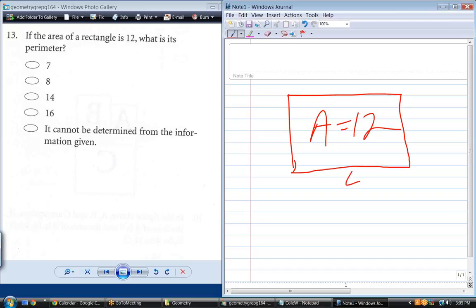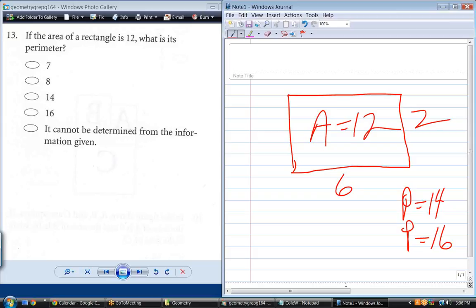Okay, so it could be 4 times 3, right? Which would give you a perimeter of 14. But it could also be 6 times 2, which would give you a perimeter of 16. Isn't either of those answers correct? Yeah. So what does the correct answer have to be? Oh, it cannot be determined? Yes. Okay.